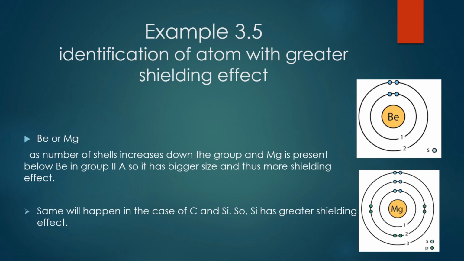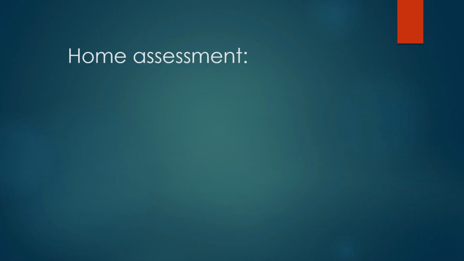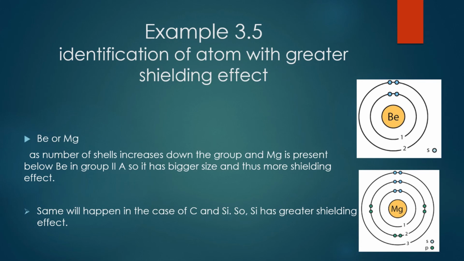The same will happen in the case of carbon and silicon. Carbon and silicon are present in group 4A of the periodic table. Carbon is present on the upper side and silicon on the lower side of the periodic table. The atomic number of carbon is 6, whereas the atomic number of silicon is 14. As we have discussed, as we move from top to bottom in a group, the number of shells increases, therefore the shielding effect also increases. So the shielding effect of silicon is greater than carbon.